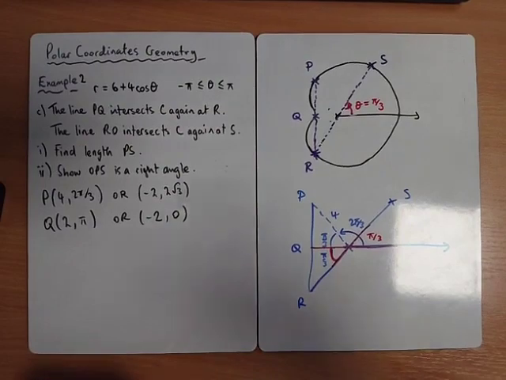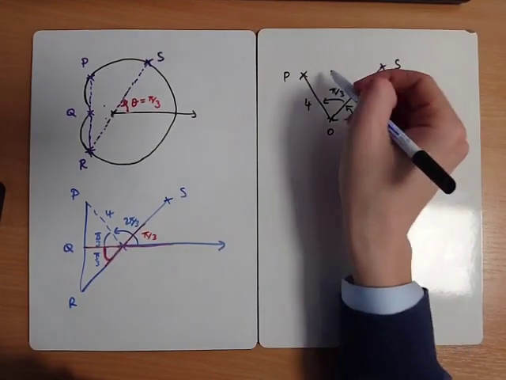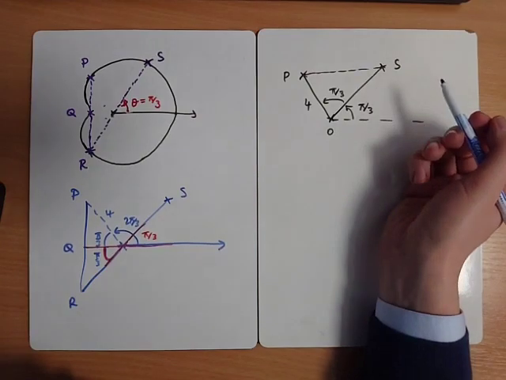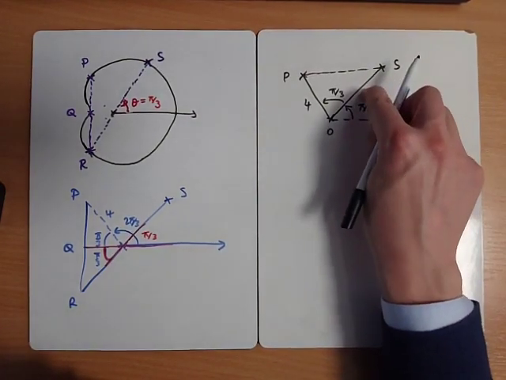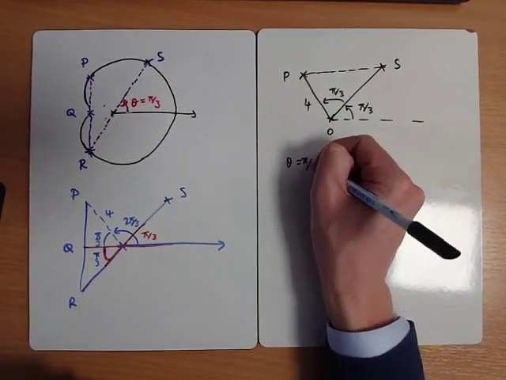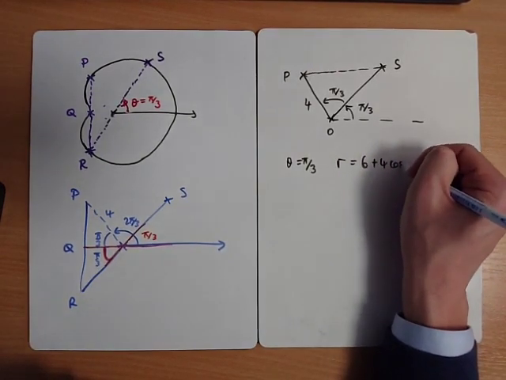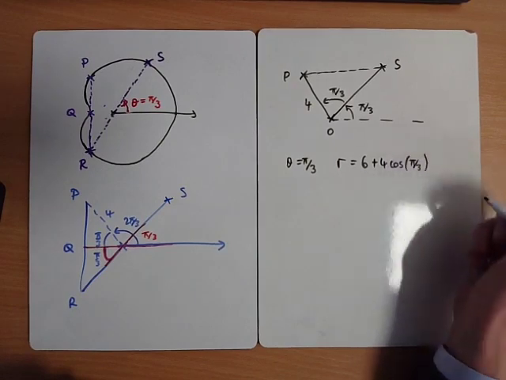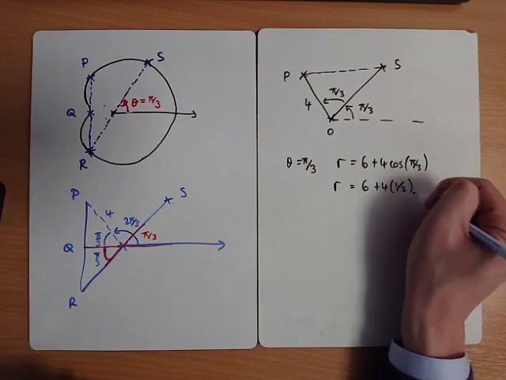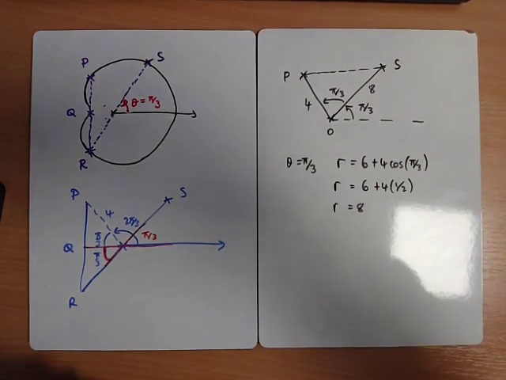Okay. So I've drawn another diagram to help us think about this. If we want the length from P to S, we need to look at this triangle here. Okay. Let's get this distance. So if we let theta equal pi over 3, r would equal 6 plus 4 cos of pi over 3. So r would equal 6 plus 4 times by half. So this distance r would equal 8 over here.